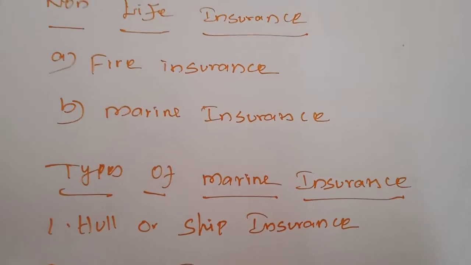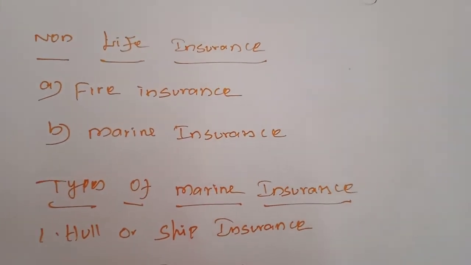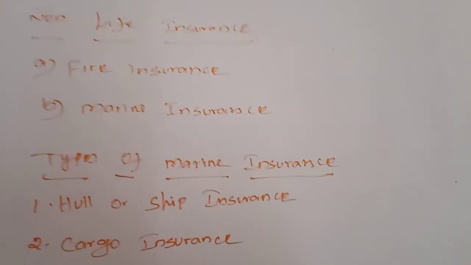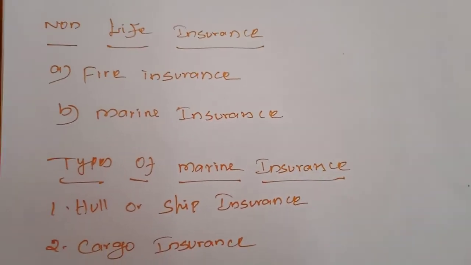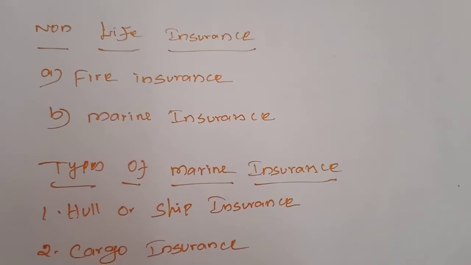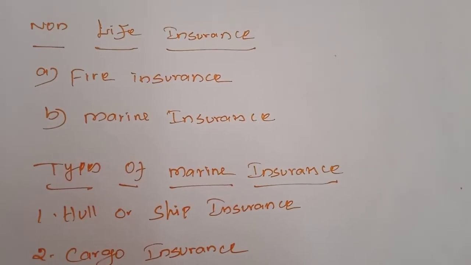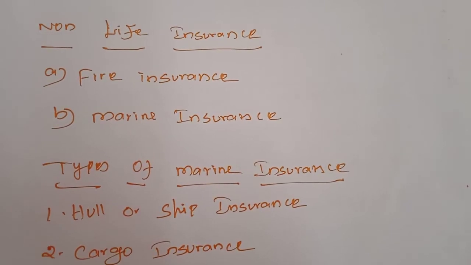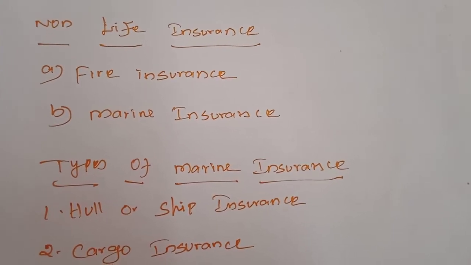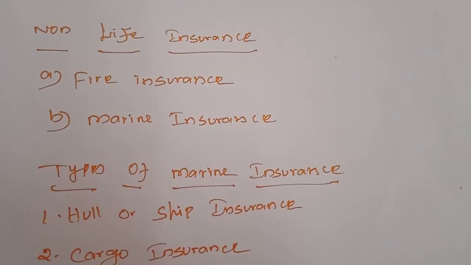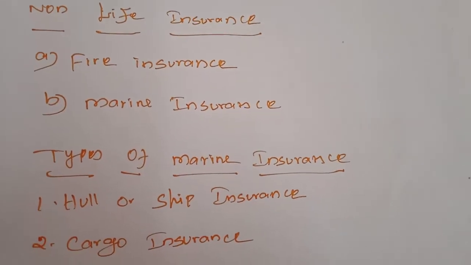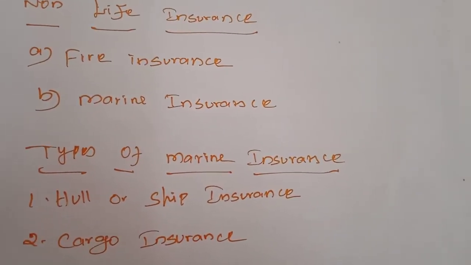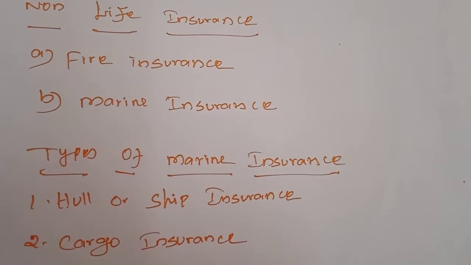So here also, marine insurance has utmost good faith as one of its principles. Both the insured and the insurance company have to inform each other of all the details. Next, the insurable interest must exist at the time of loss. So at the time of loss, the marine owner and the insured must have an insurable interest.